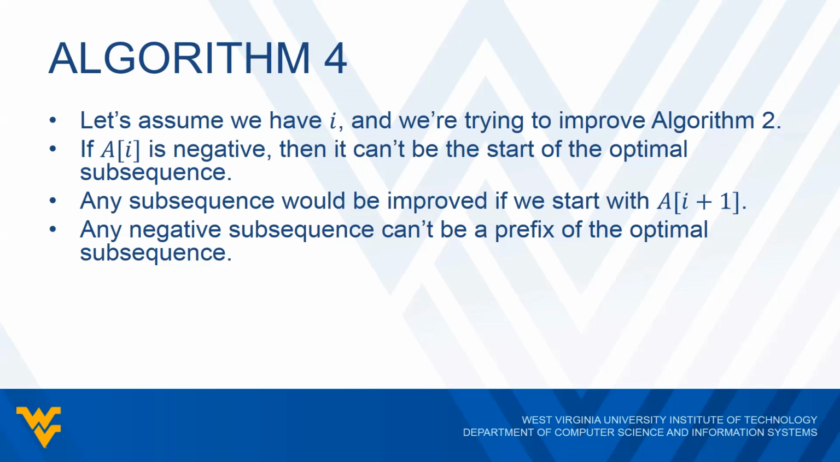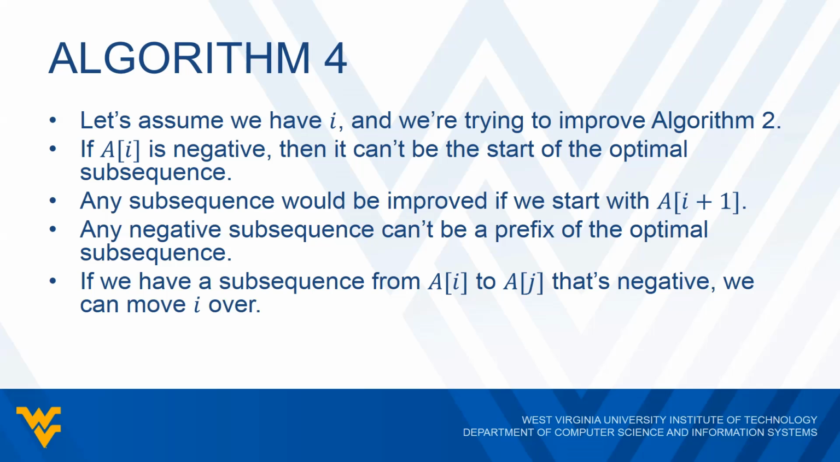So what we're saying here is if we have some subsequence from A_i to A_j, and if that subsequence is negative, we can't use that in the optimal subsequence. There's no point in counting that. So we can actually just move i over. Now, we don't need to actually move i over by one spot. We can move it over to j+1. Any of the elements between i and j are no good for us because the whole thing is negative. So we can just start at j+1 and see if we can find the optimal subsequence from there.